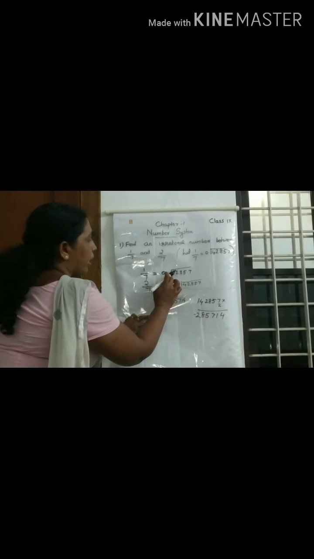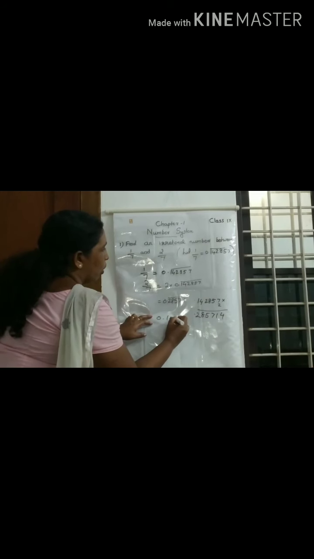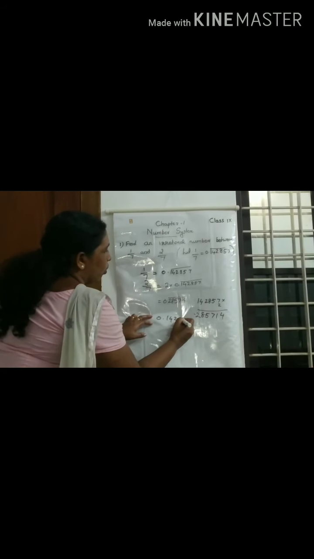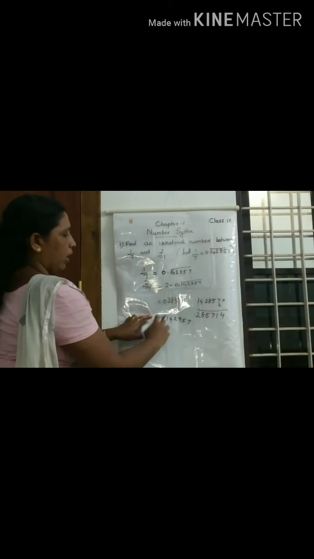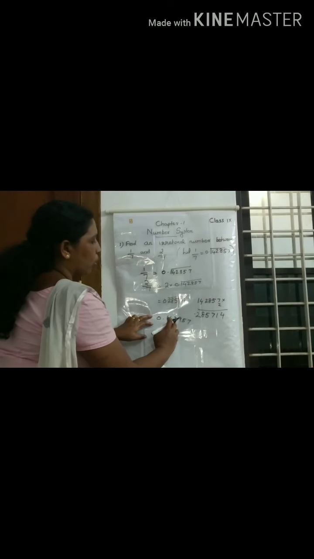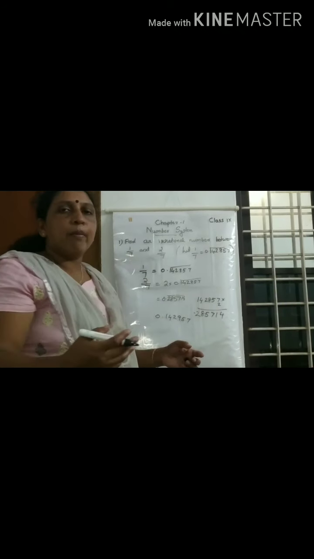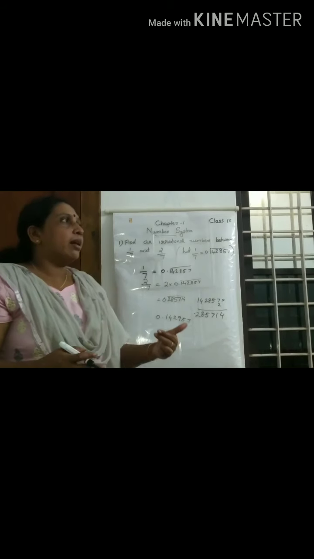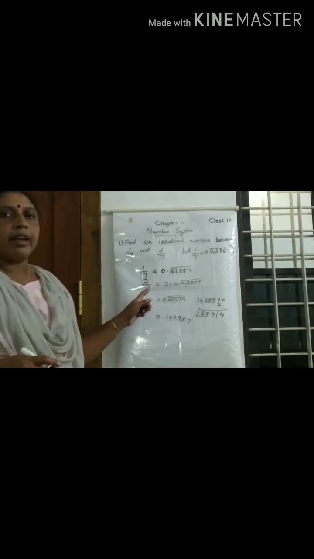Then we can write another number, 0.142957. Another one, 0.142967, like that. Infinite irrational numbers we can write between 1/7 and 2/7. Understand?